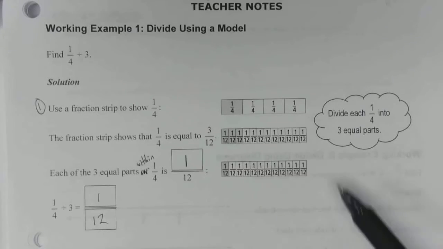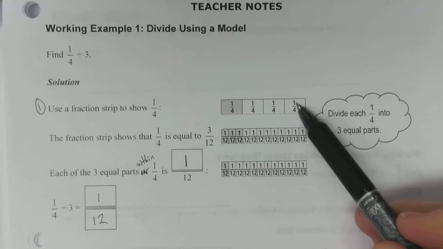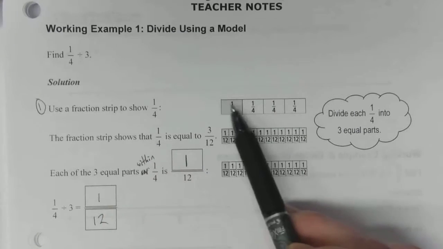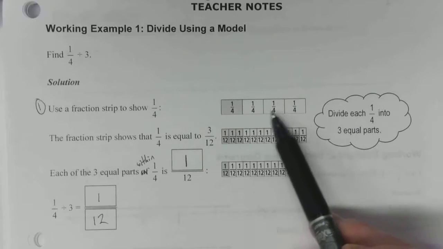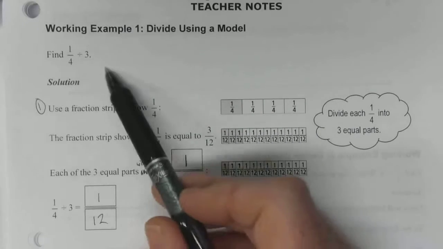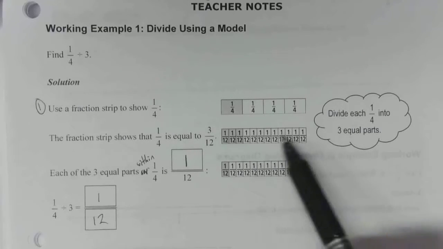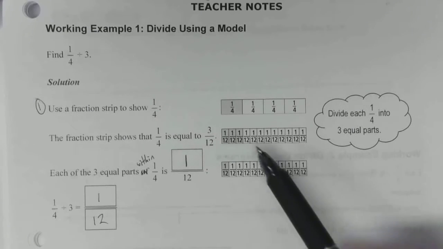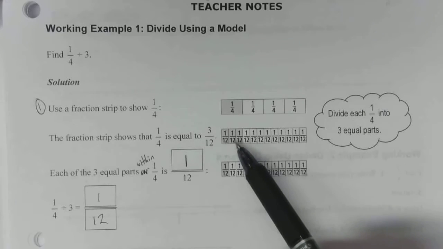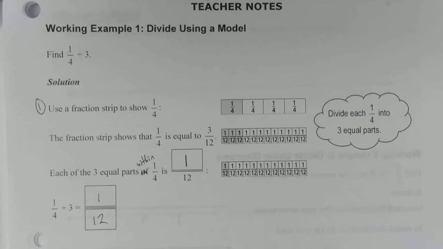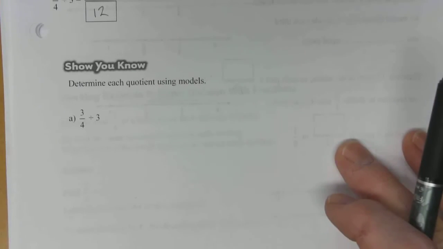So that's the process. Start with a whole fraction strip. Represent the fraction that you've been given. Divide each and every one of these sections by the whole number that we're dividing by. So then all of a sudden we've got more pieces that we're working with. Shade the same amount. Then divide that by the whole number to get you down to your answer. So that's the process. There's one on the next page as well. Please give it a go.